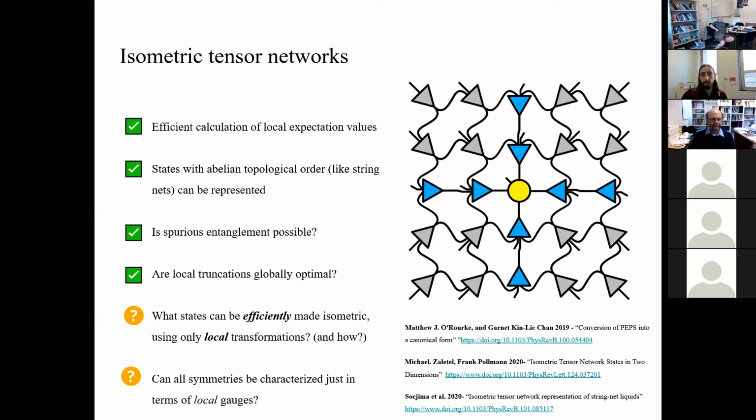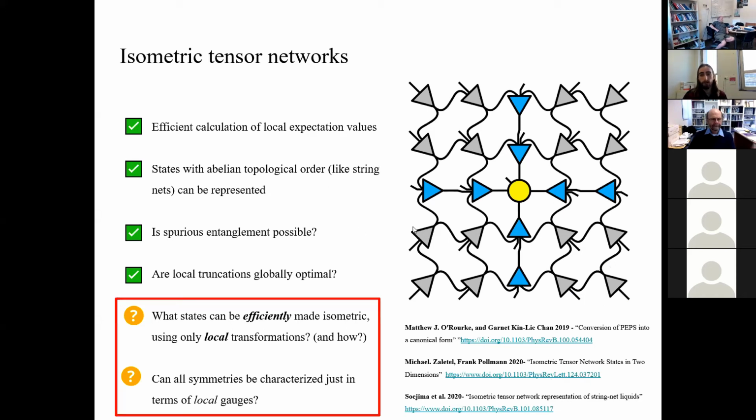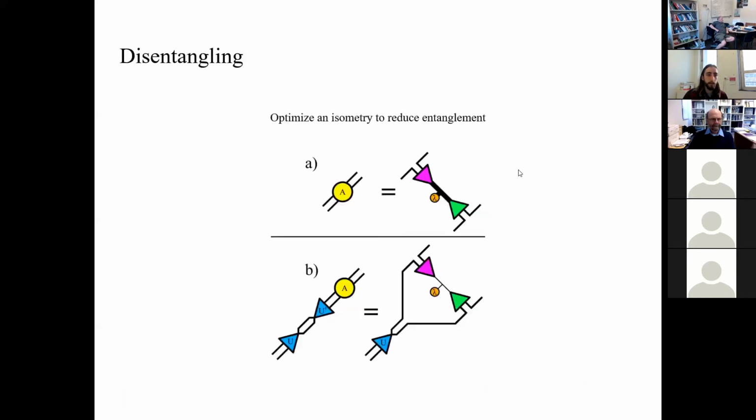The same is not true in general for loopy tensor networks. So it'd be good to know what types of restrictions this puts on states which can be practically represented with isometric tensor networks. Secondly, in 1D, the canonical form makes it much easier to classify symmetries just in terms of local gauges. It'd be useful to know if this is still true for loopy tensor networks. Both of these questions depend on efficient local moves for manipulating isometric tensor networks. I'm running quite low on time, so I won't have time to cover most of these in detail.